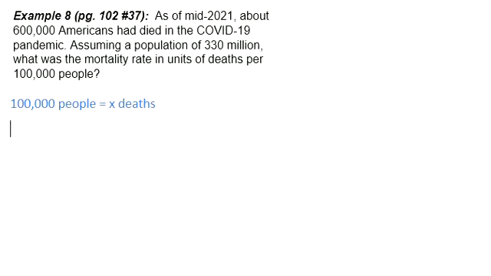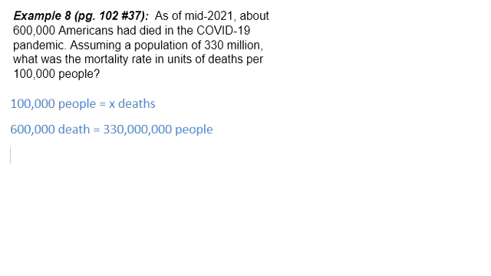So see if we have something else to compare it to. We have the number of Americans who died and the population of America. So I know that there was 600,000 people who died out of a population of 330 million. So that is another 6 zeros.